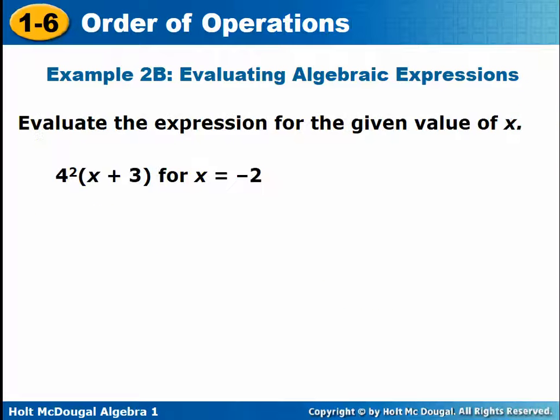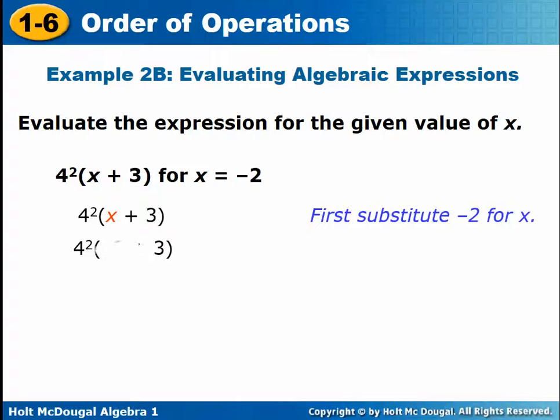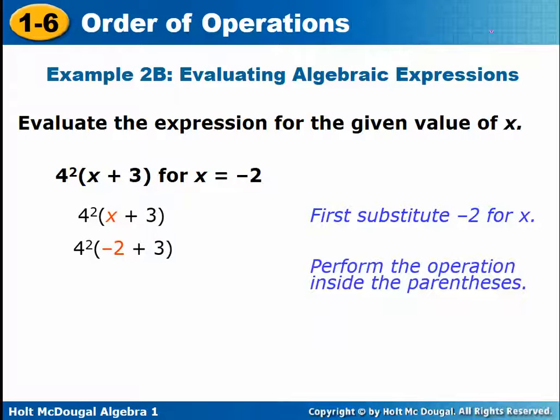Here's another example. This one looks a little more complicated because it has the exponents and parentheses. First thing you do, though, is put in the negative 2 for x. Once you do that, we will do the parentheses first.